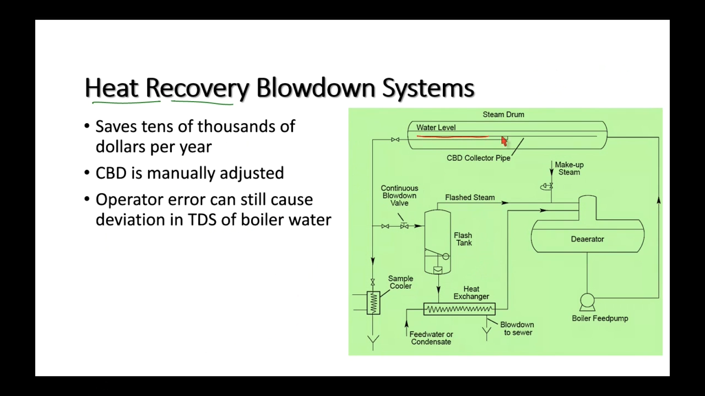Here is our CBD collecting pipe. It's inside the steam drum. It's a perforated pipe along its entire length. And then we're going to take that CBD, the high TDS water. There's our valve required by code, the isolation valve. And then we're going to take it down this way. Another isolation valve. And here is our micro-adjusting CBD valve.